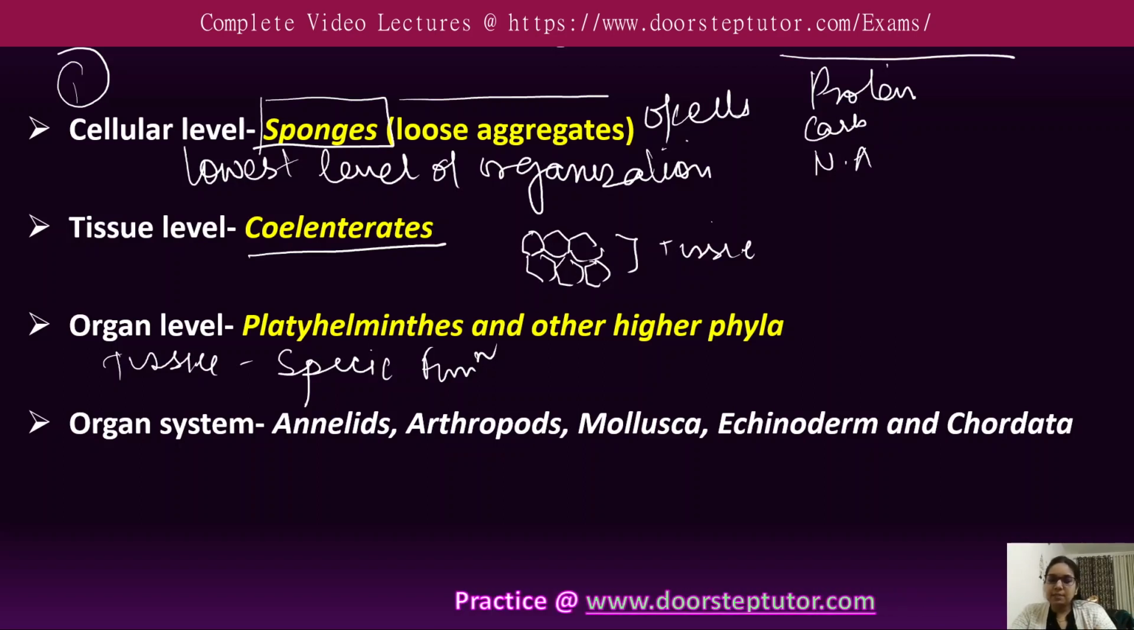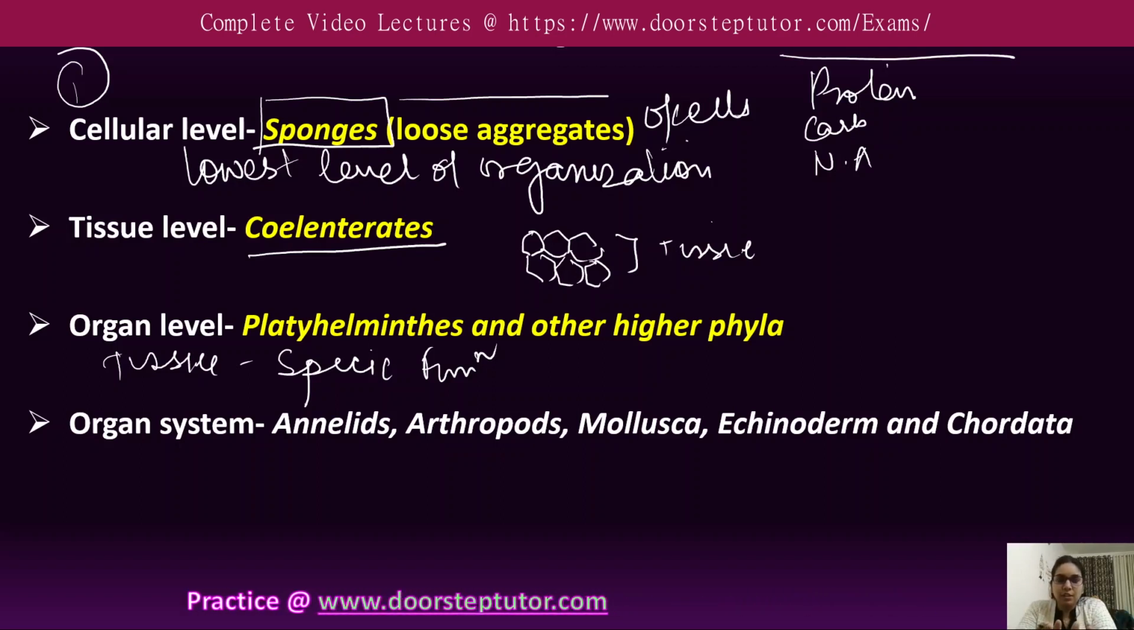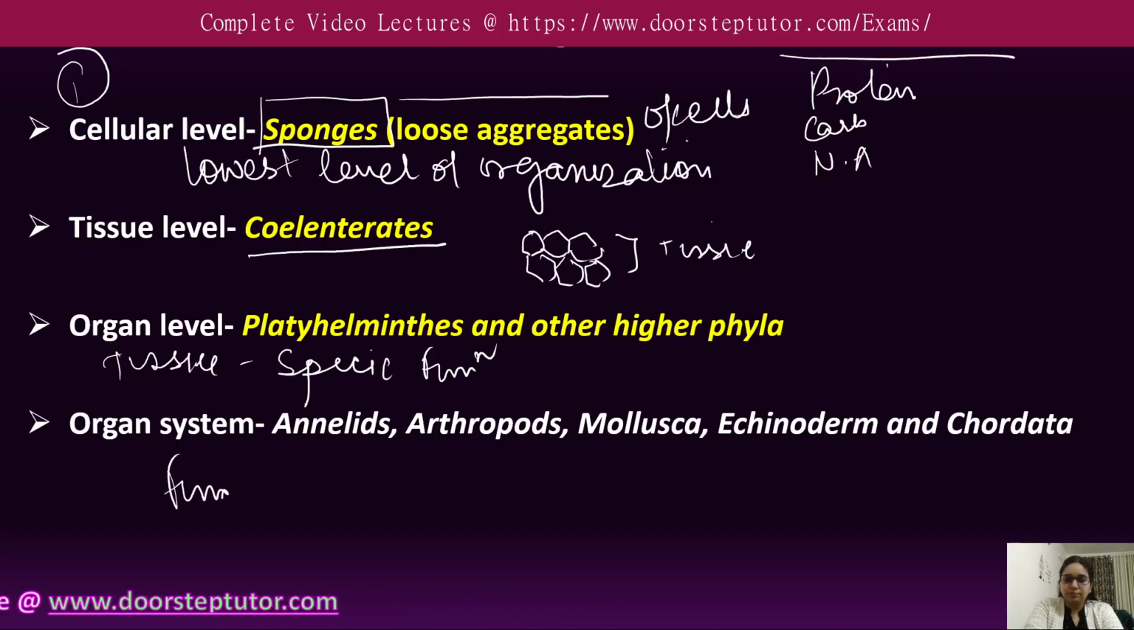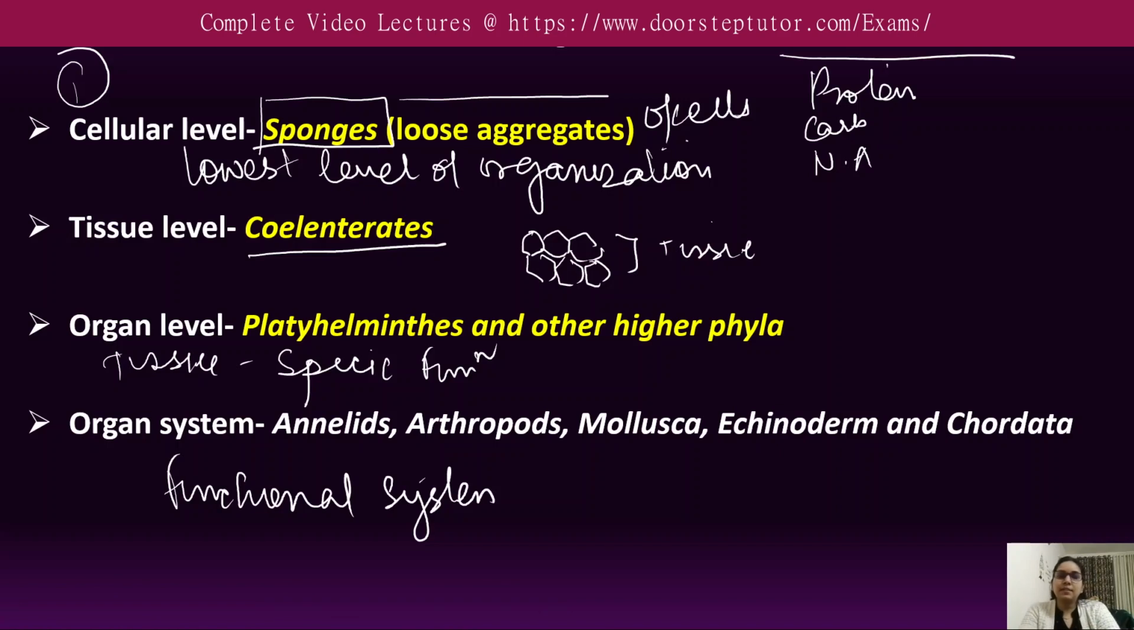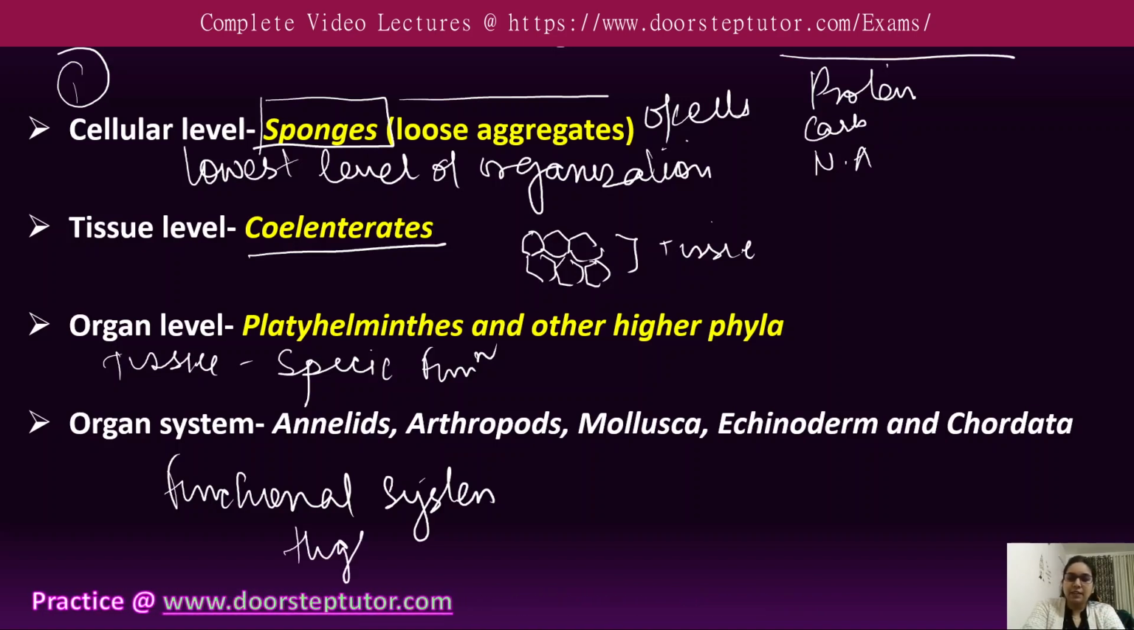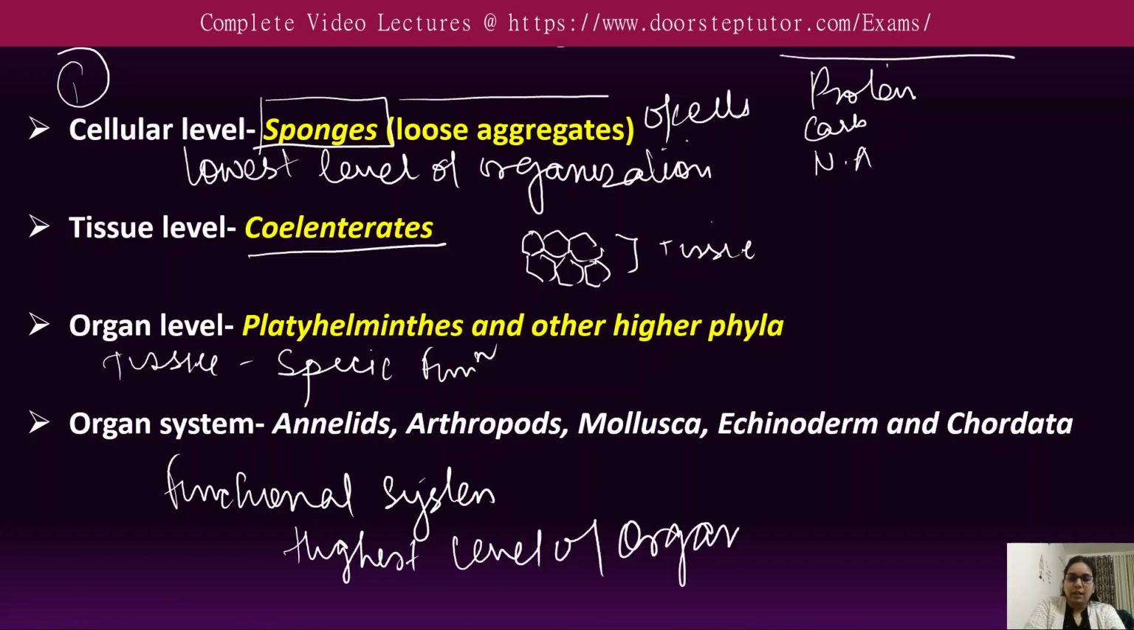Similarly, then the organ system is there. Organs are associated to form a functional system. Each system is concerned with a specific physiological function, and this pattern of association forms the organ system level of organization, and this is the highest level of organization. This organ system organization can be seen in the annelids, arthropods, mollusca, echinoderms, and chordata.